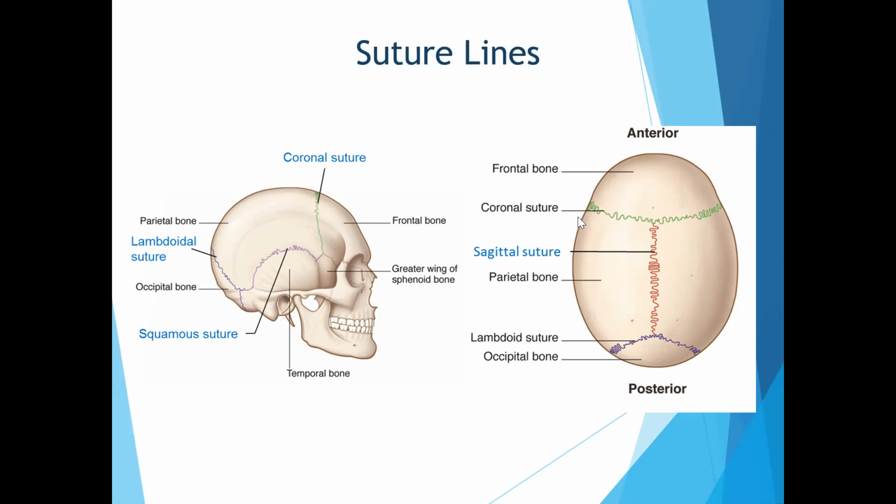So your coronal suture, that comes across this way, this green guy. That connects your frontal bones with the parietal bones. You have your lambdoid suture or lambdoidal suture. That connects your occipital bone with your parietal bones. Your sagittal suture, right down the middle. Think of your sagittal plane. That connects your two parietal bones. And then over this way, you can see your squamous suture, and that's going to connect your parietal bone to your temporal bone.